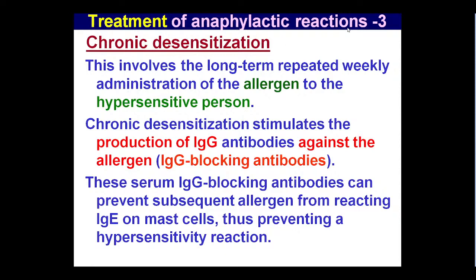Treatment of anaphylactic diseases may be performed in the form of the so-called chronic desensitization. You remember that acute desensitization is a method of the prevention of anaphylactic shock. But chronic desensitization is a long-lasting analog of the first manipulation, a method of the treatment of the disease. Chronic desensitization involves a long-term repeated weekly administration of the allergen to the hypersensitized people. Chronic desensitization stimulates the production of alternative types of the immunoglobulins specific for allergen, immunoglobulin G first of all. And this immunoglobulin G serves as a blocking antibody that binds to the allergen, preventing contact of allergen with the immunoglobulin E.